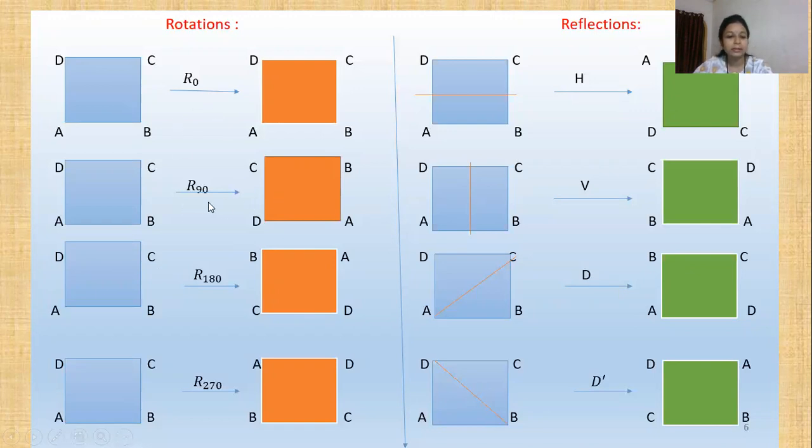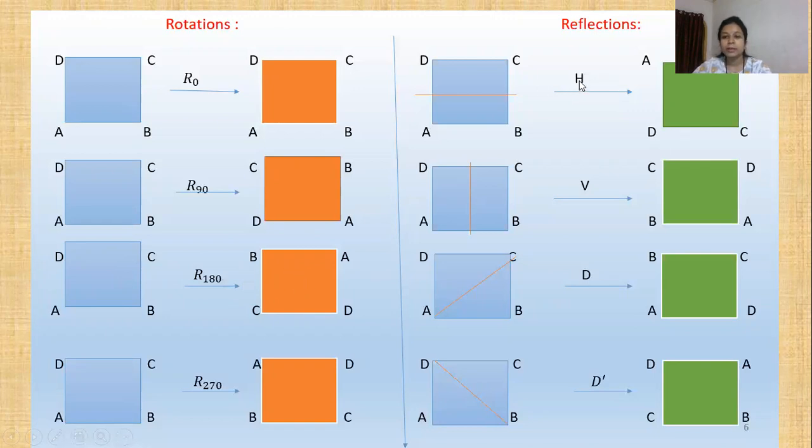Therefore, generated by R90, generated by R270, it gives a subgroup which contains the elements R0, R90, R180, R270. Generated by R180, this is the resultant. Again apply R180 one more time, what do we obtain? This A takes the position here, instead of C. We are obtaining A, B, C, D. That is the original square, the R0 identity. This means the subgroup generated by R180 contains two elements, R0 and R180.